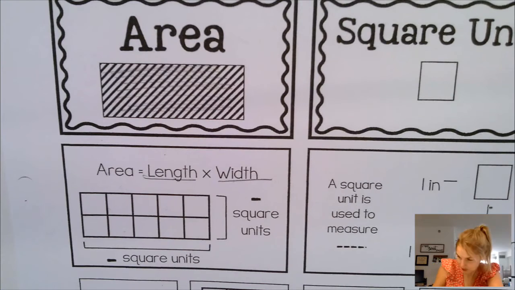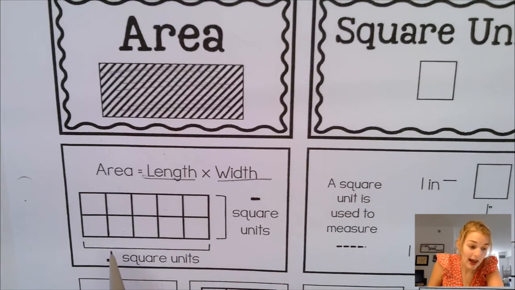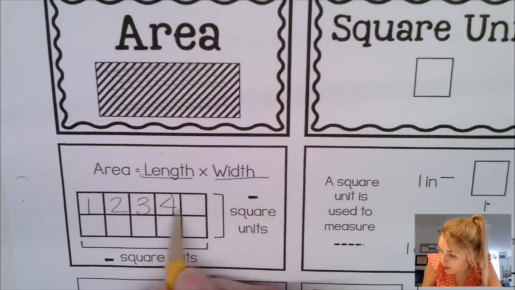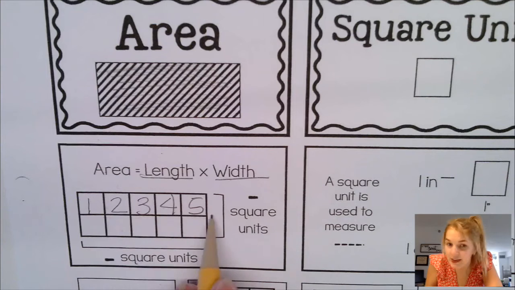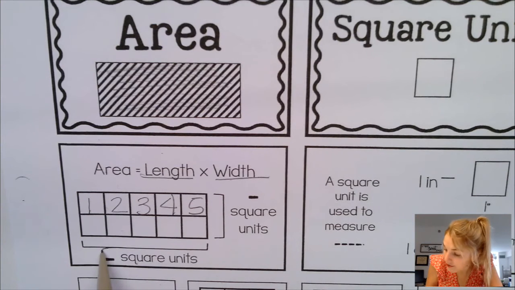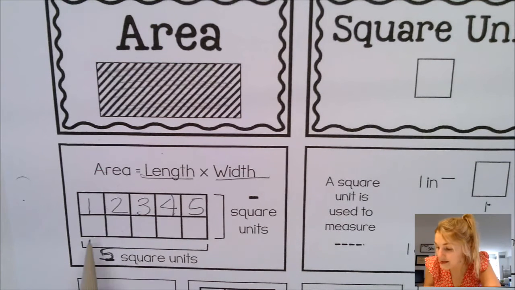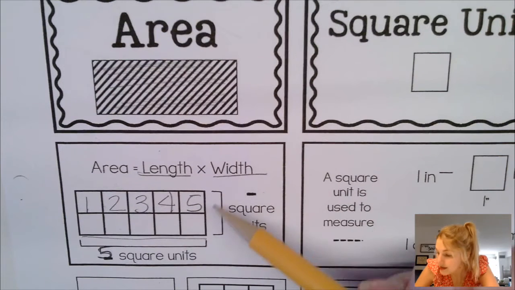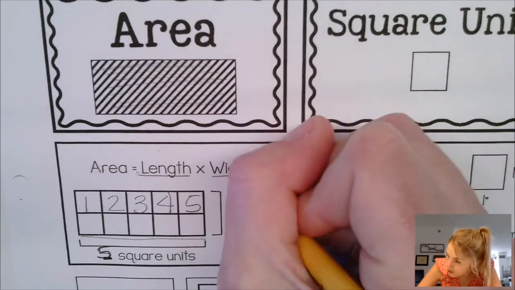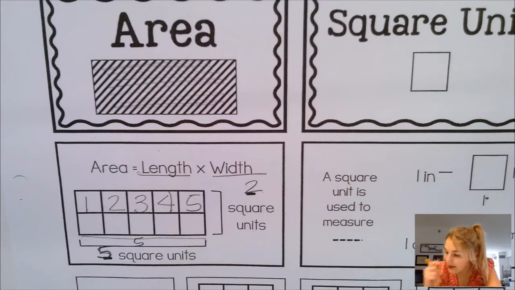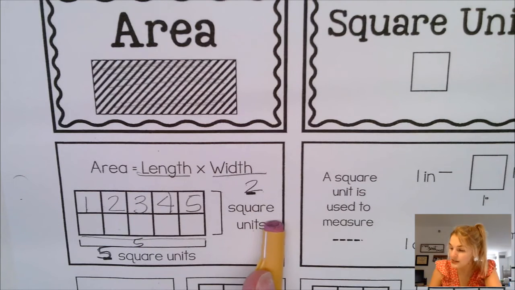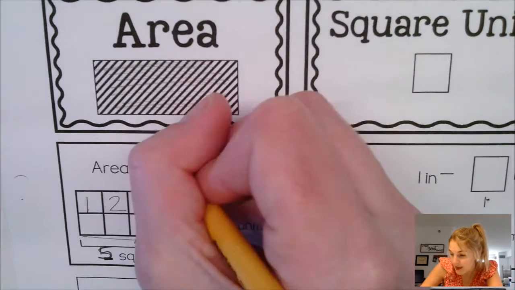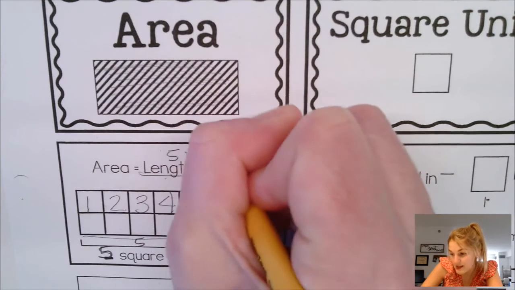So let's see. First, I'm going to count how long this is. 1, 2, 3, 4, 5. The length of this is 5 square units because that's how long. The width of this is 2 square units. So if the length is 5 and the width is 2, that tells me that area is length times width, and 5 times 2 equals 10.